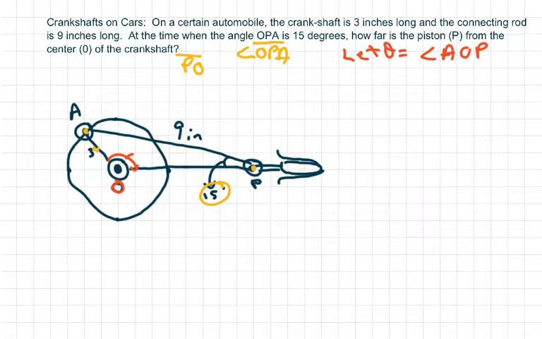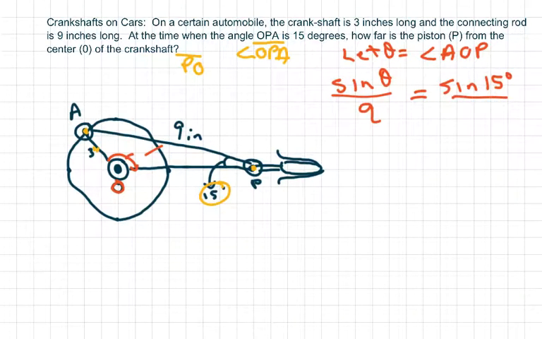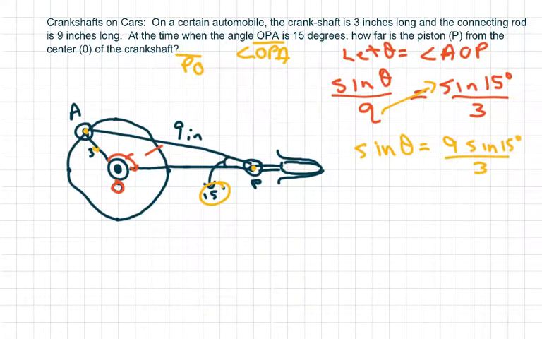So basically we have sine of theta, across from that is 9 inches, equals sine of 15 degrees over the side across from 15, which is 3. So we cross multiply this 9 up here. We get sine of theta equals 9 sine of 15 degrees over 3, which is basically 3 sine of 15.